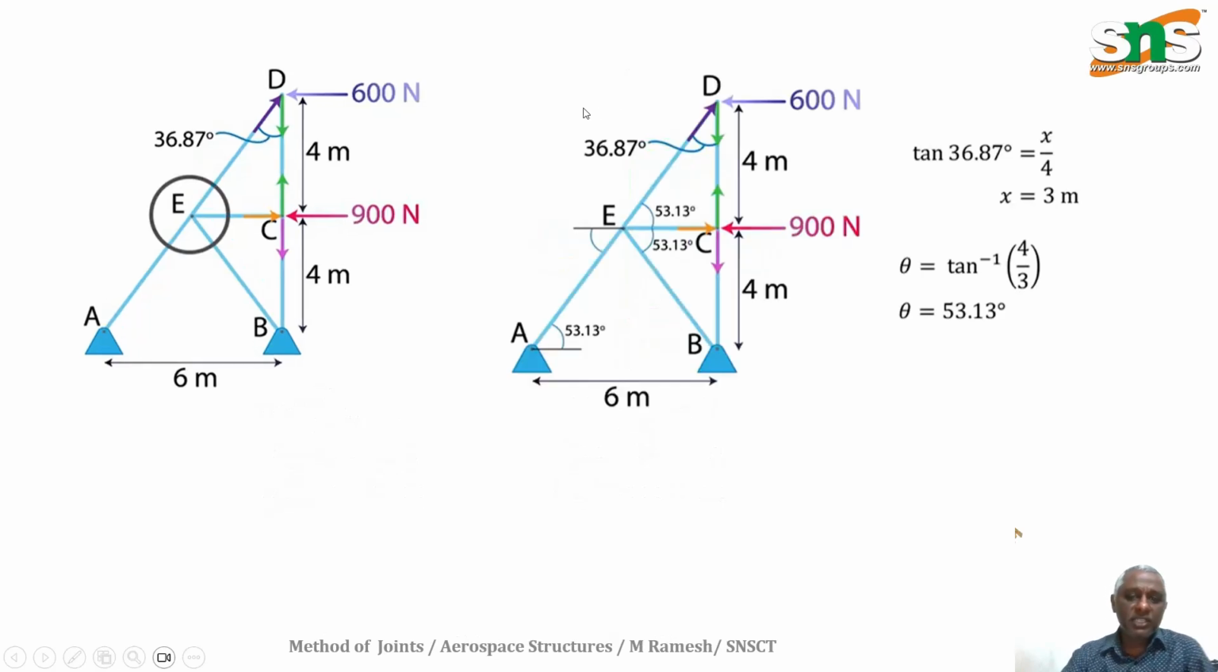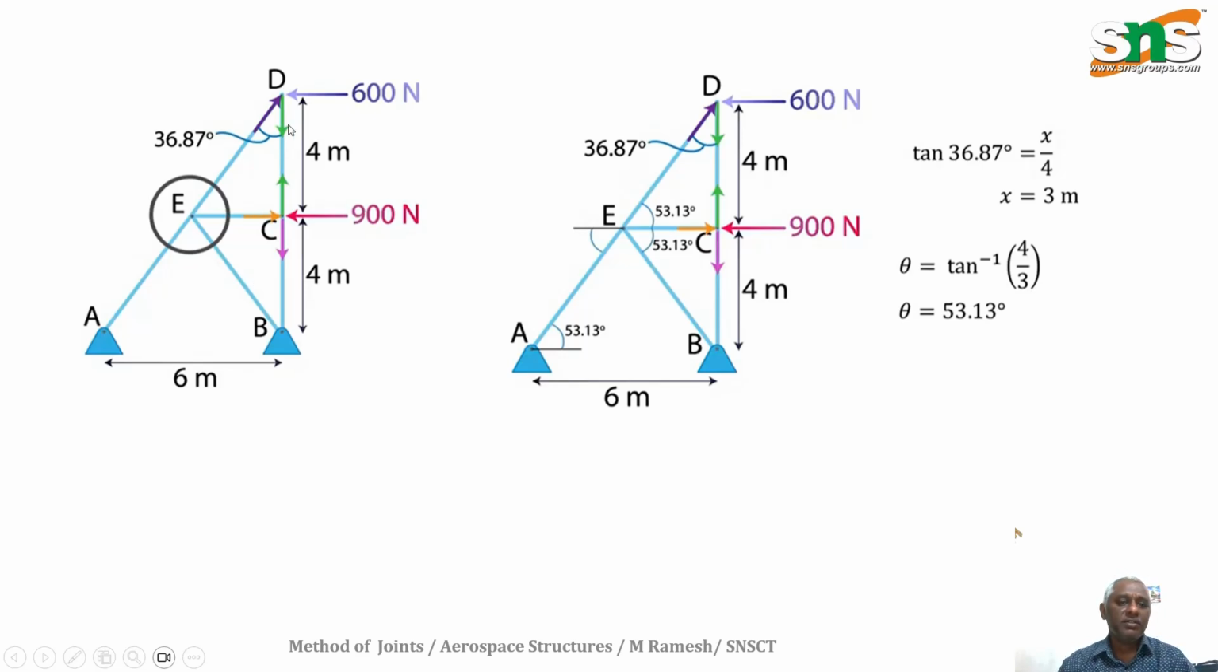Then what about the other one? We are moving on to another joint, taking E. Now this is a known value. From EC it is a known value, ED is a known value. But EB is there, EA is there. So these two members are unknown and have to be found out. How to find these two members?